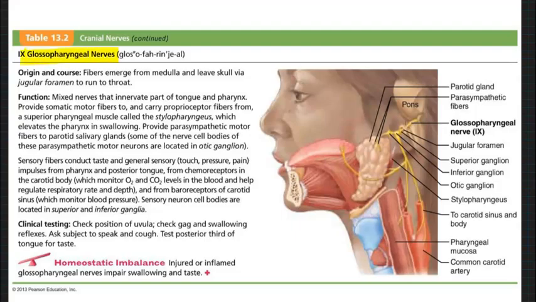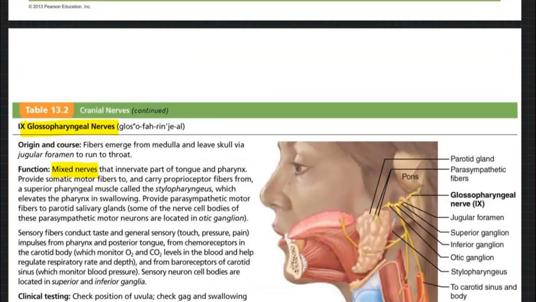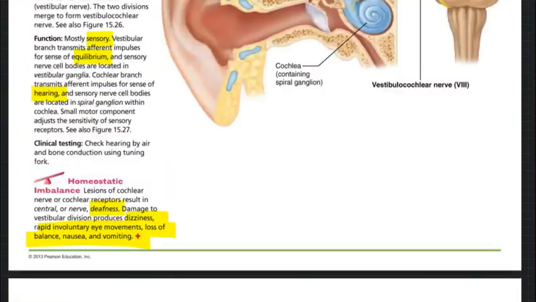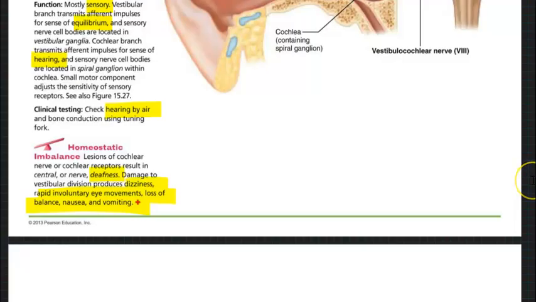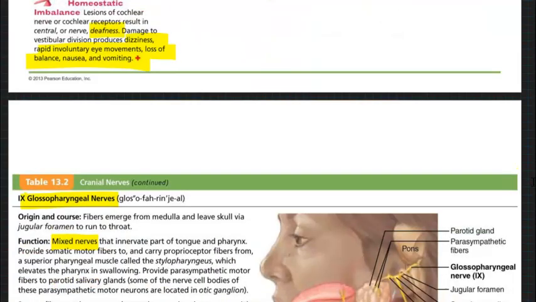Glossopharyngeal nerve. Mixed. So we don't need to know how to test the cochlear, hearing and balance? Ask a person if they can hear, and ask a person if they can stand on one foot. There are some tests that are more complicated than others.